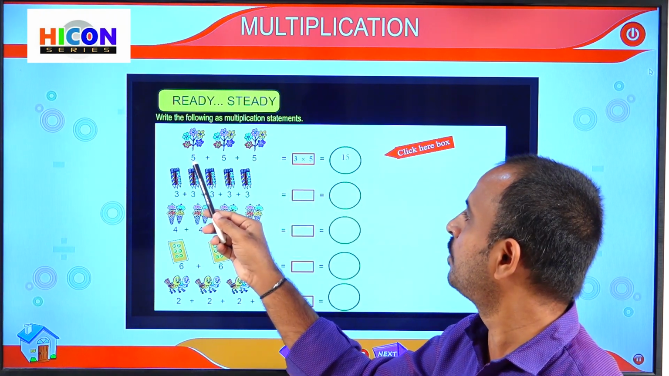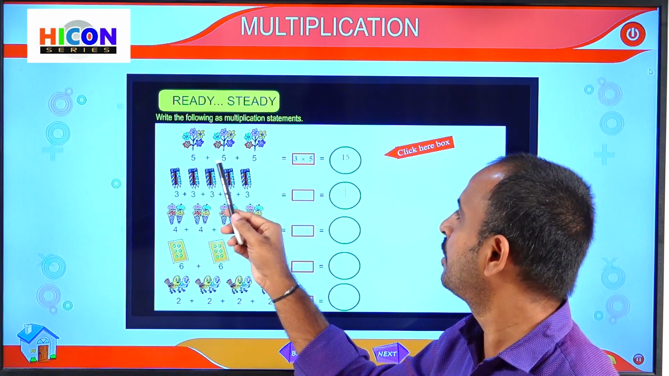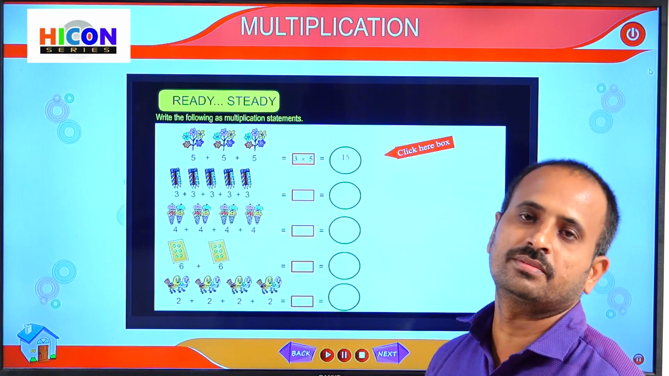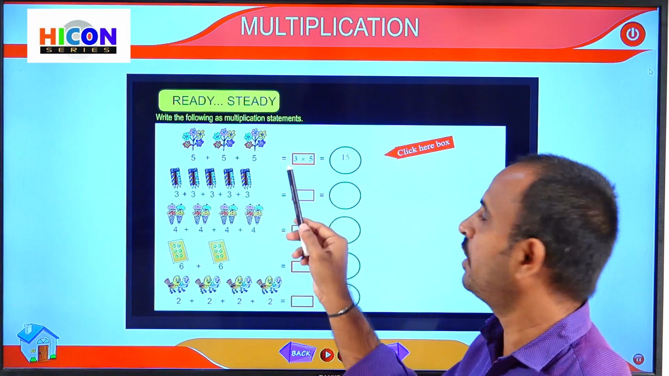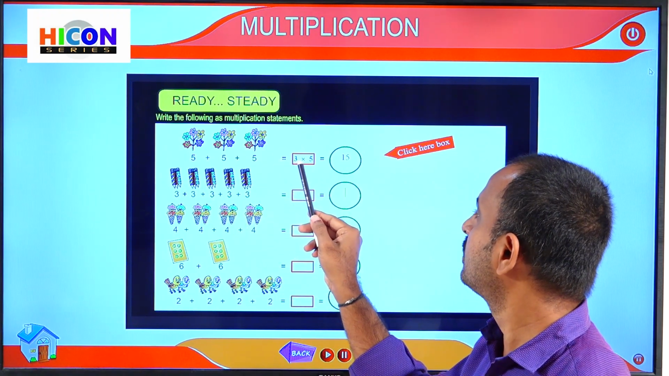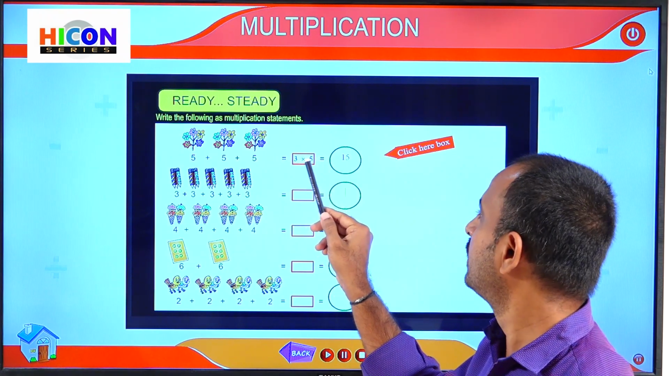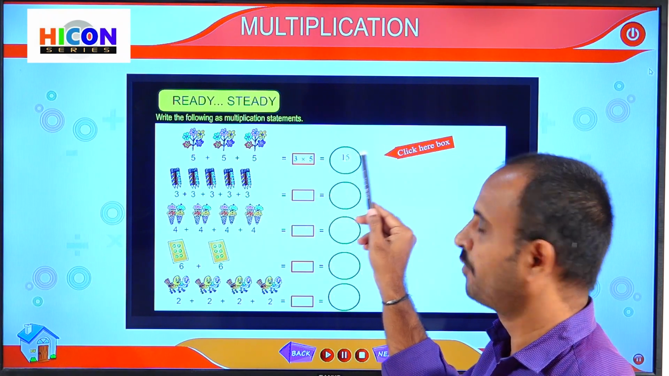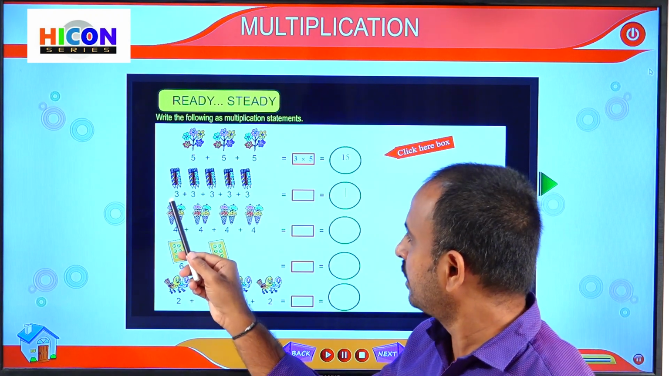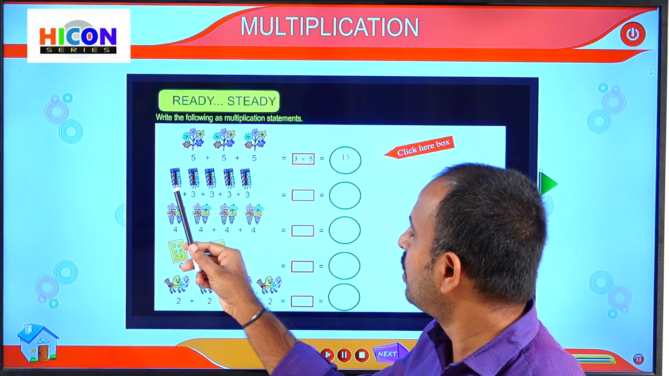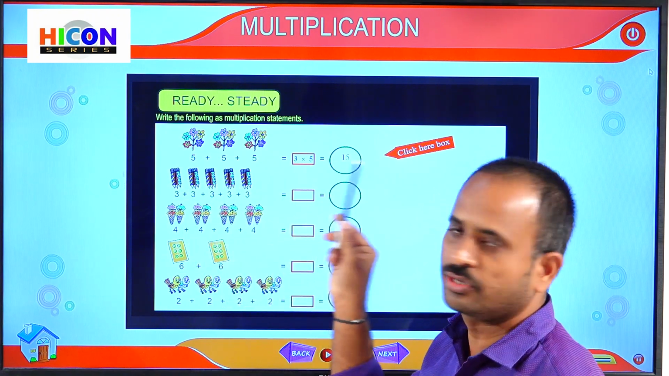So in the first problem, we are adding the number 5 three times. That is 3 times 5. 3 times 5 can be written as 3 into 5. That is, 3 5s are 15. So children, see the second problem here. Here you are observing pencils in each group.